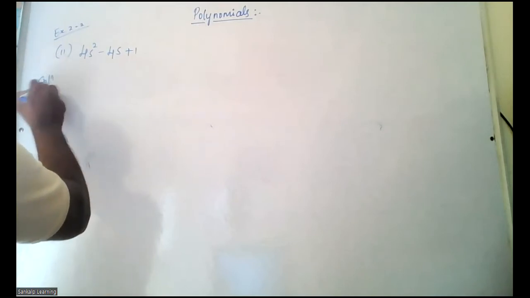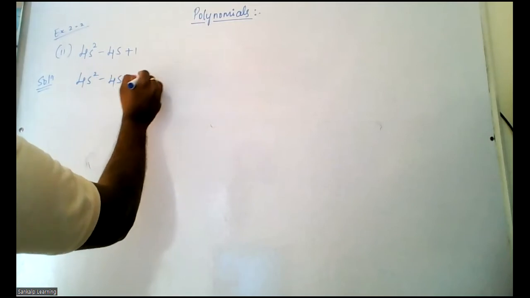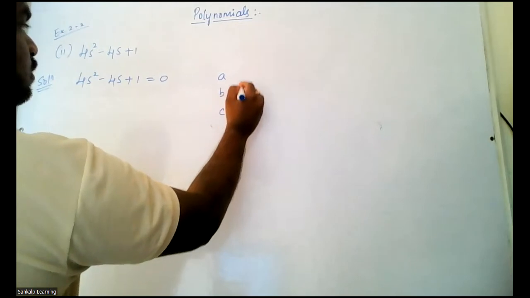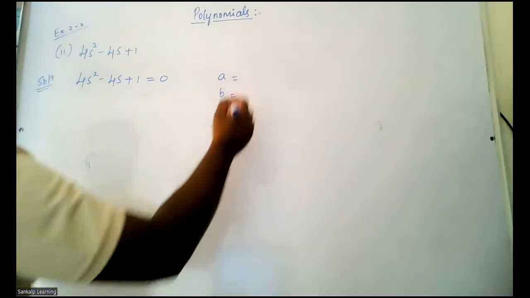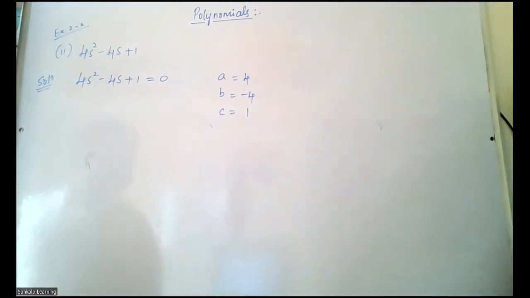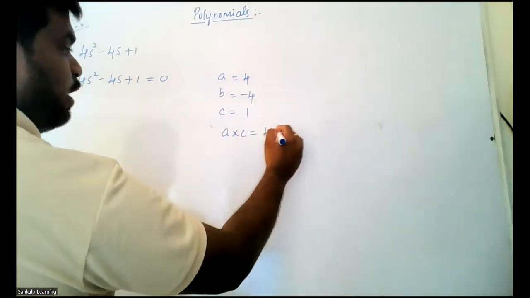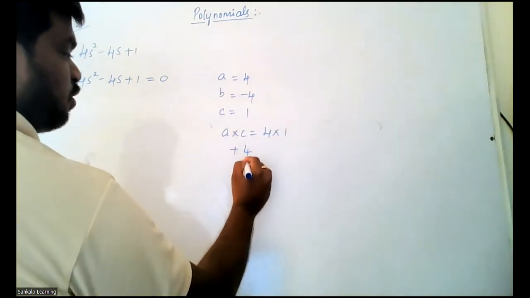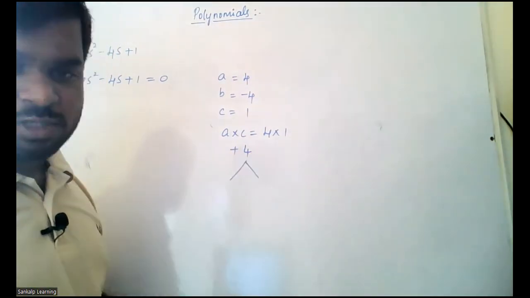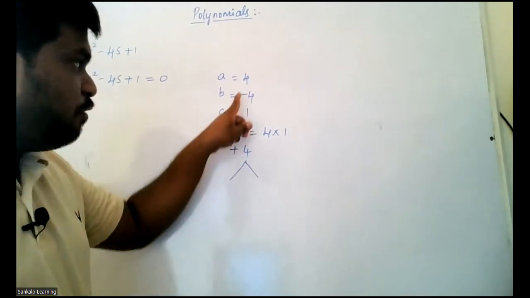What will be the first step? The first step is to equate it to 0. Take the polynomial and equate it to 0. The next step is find a, b, c. Here a is 4, b is minus 4, c is 1. So let's multiply a and c. 4 into 1, we get it as positive 4. Again, we have to find two numbers in such a way that if you multiply, you should get positive 4. And if you add them, here it is plus sign, so if you add them, we have to get minus 4.